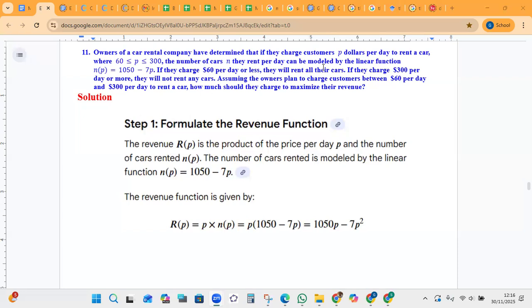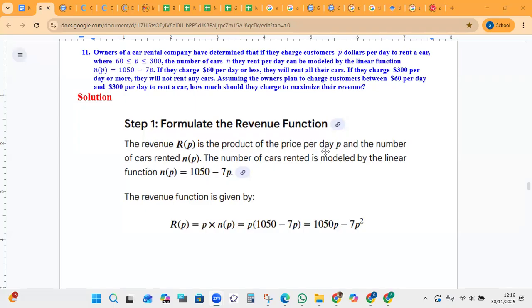Let's look at step number 1. It says formulate the revenue function. So if we want to maximize revenue, we need a revenue function. All we've got now is the number of cars function. So it goes on to say the revenue function in terms of price is the product of the price per day and the number of cars rented, N of P.